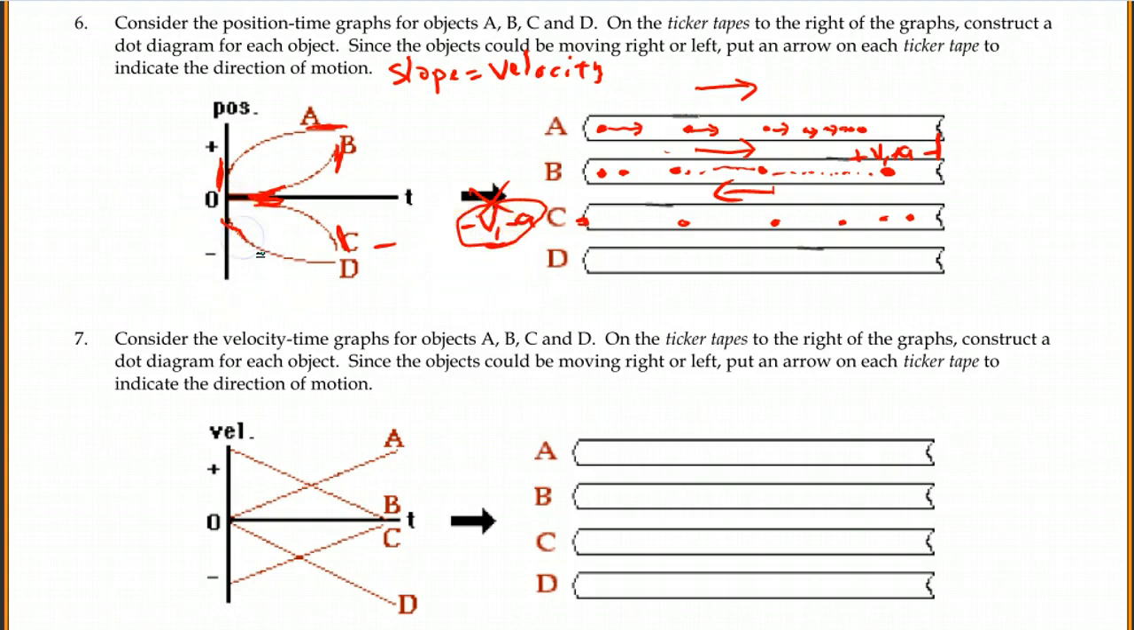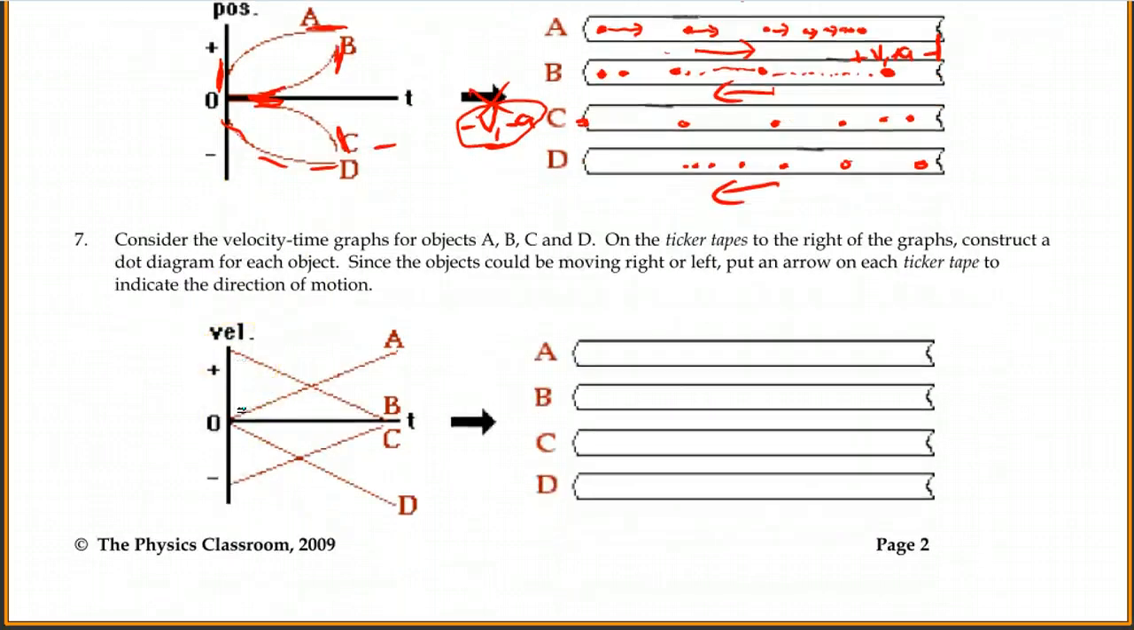In D, we're moving in the negative direction. My slopes are negative, so I'm moving this way, but I'm slowing down. So again, I start with broader gaps, and then those gaps start to close up, and I get slower and slower until I reach what looks like rest, or a pretty flat slope at the end. Okay, so that's position time graphs.